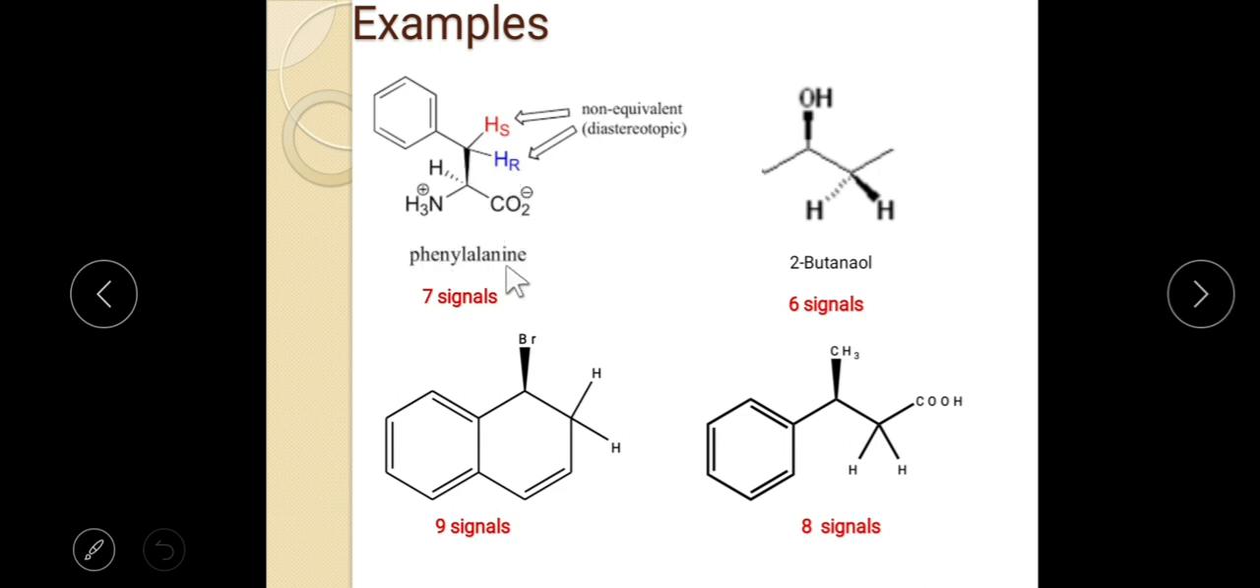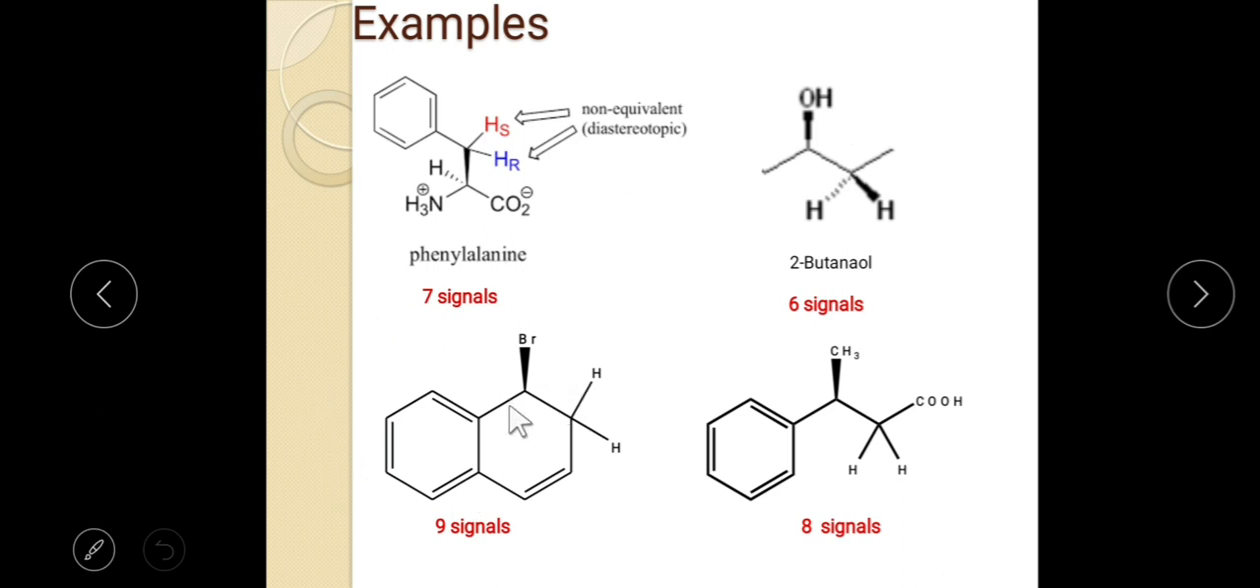That's why phenylalanine will show 7 different signals in H1 NMR spectroscopy. Similarly with 2-butanol, how many signals are there? These two will show different signals. That means methyl 1, 2, 3, 4, 5 and 6 signals. OH also we are considering. So 2-butanol will show 6 signals in H1 NMR spectroscopy.